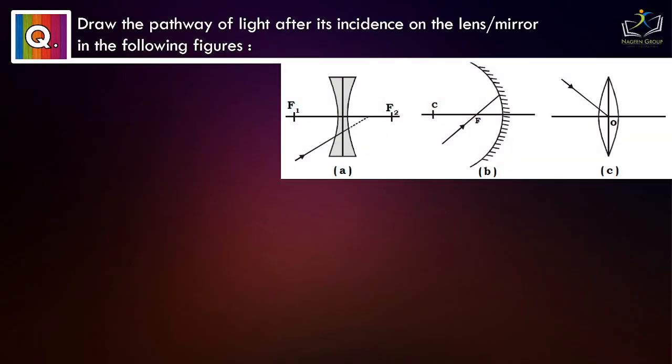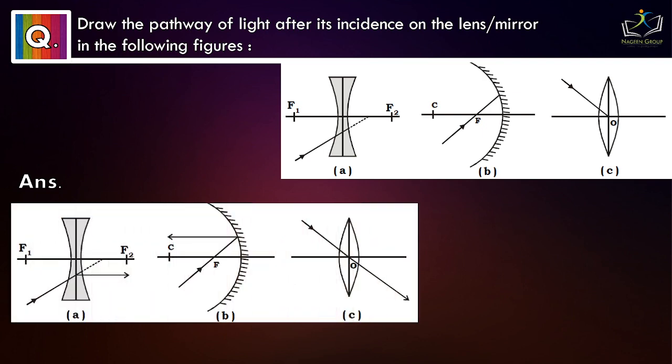Now let's understand some questions. Draw the pathway of light after its incidence on the lens in the following figure. So here first, the line which is passing through the focus will always move parallel to the principal axis. Second line, if it is passing through the focus, it again bends parallel to the principal axis.